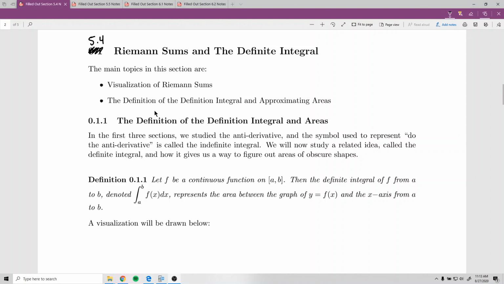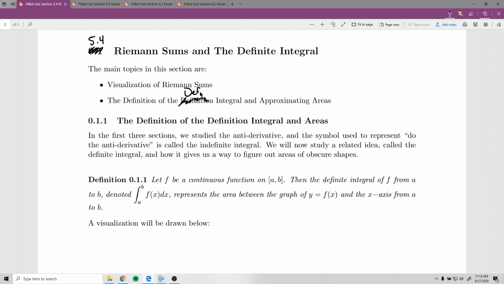This video will be on section 5.4, Riemann sums and the definite integral. So what we'll do is we'll look at what a Riemann sum is, visualize it, and then what we'll see is that it's actually related to an idea that we've been studying, an integral, but it's called a definite integral.